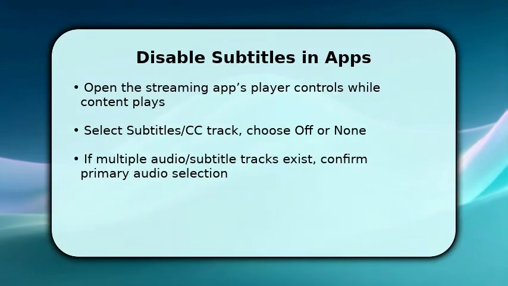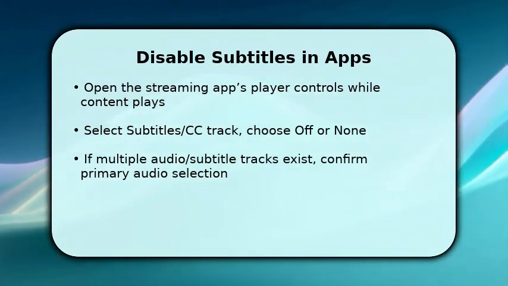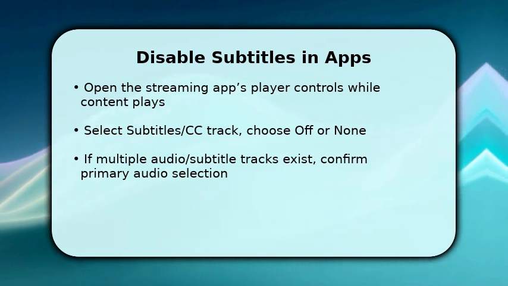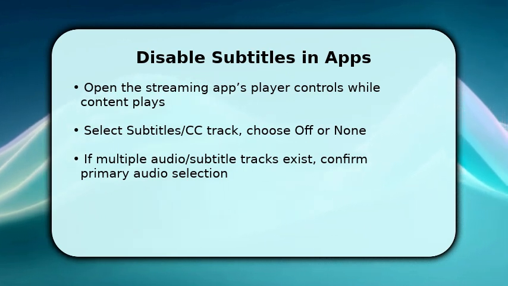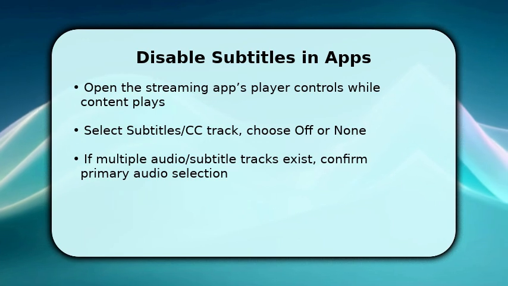Next, focus on the app or source that is producing the subtitles. Play any content and bring up the player controls. Many apps hide subtitle toggles while paused, so toggle while playing. Select subtitles or closed captions from the track list and choose off or none.